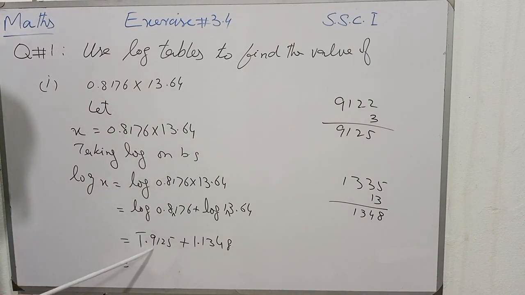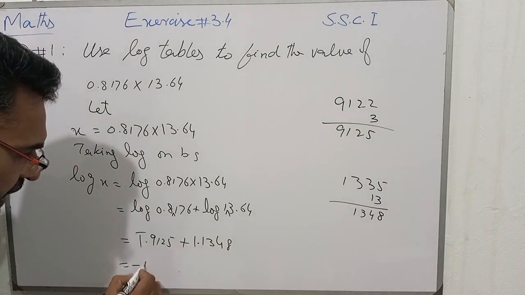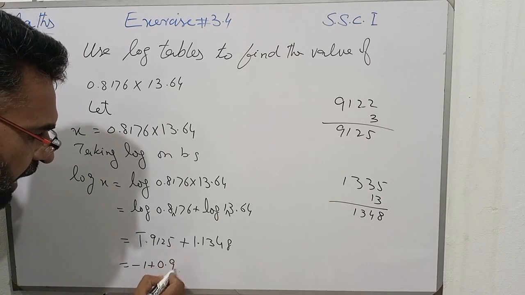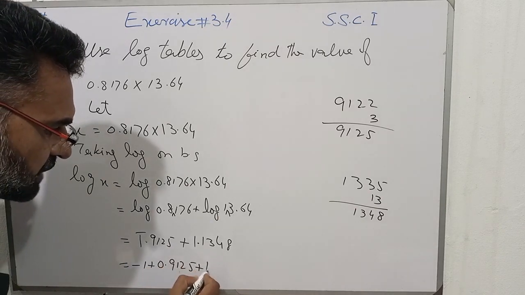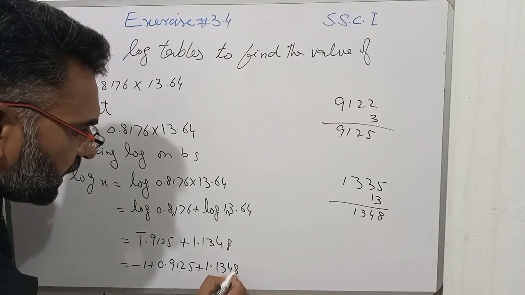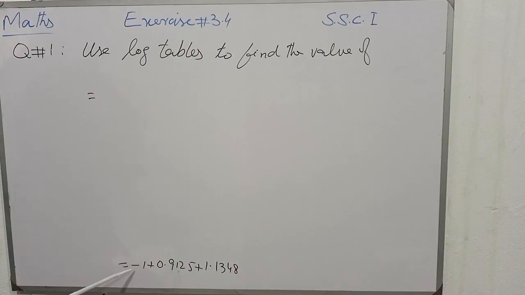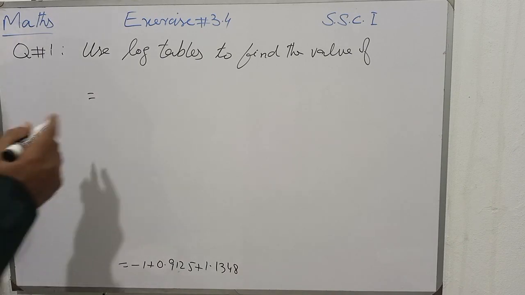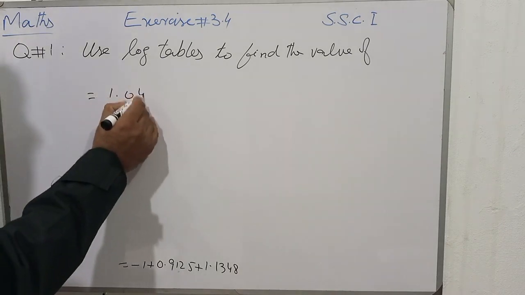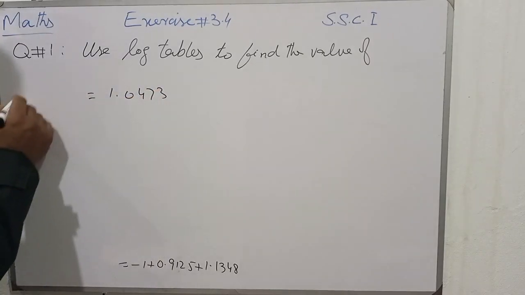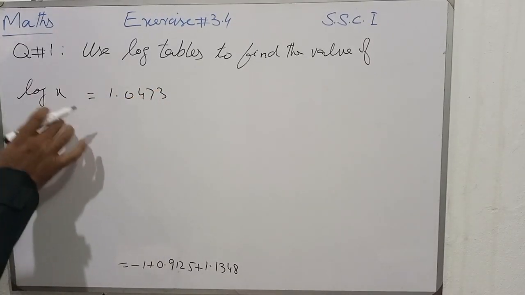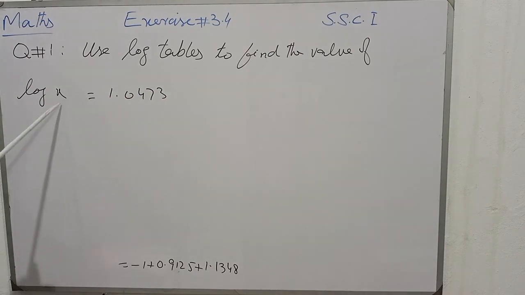this one is minus, whereas this mantissa is positive, so it is written as -1 plus 0.9125 plus 1.1348. Now students, use your calculator and write -1 plus 0.9125 plus 1.1348, and after using the calculator you will get 1.0473, and on the left side there is log x coming. Now we have to find the value of x.